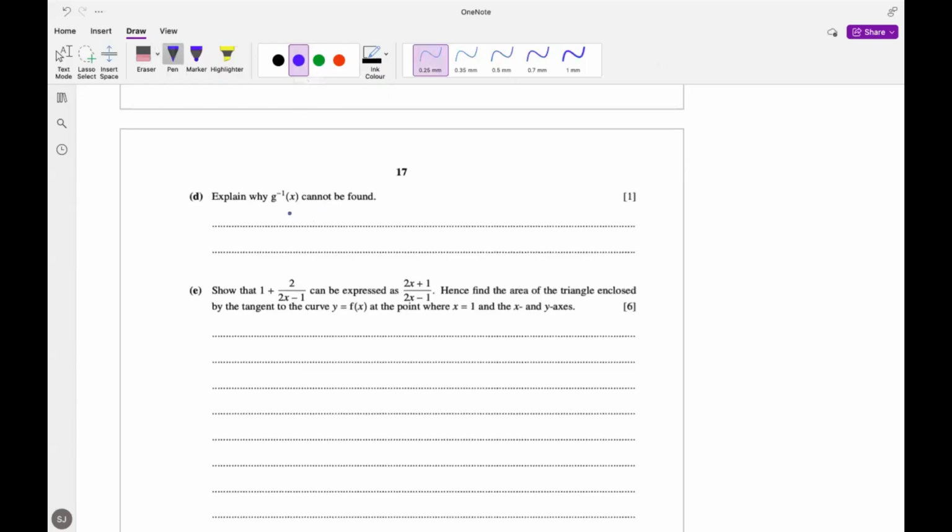In part D, it is asking: explain why g inverse of x cannot be found. Now, g of x was x squared plus 4 and the domain was x is an element of real numbers. So if you have a quadratic curve, for it to have an inverse, it must be a one-to-one function. But as x is taking all the values of real numbers, the function will not be one-to-one. So we'll write that g of x is not a one-to-one function, that's why it cannot have an inverse.